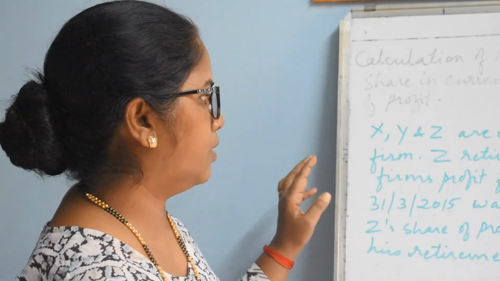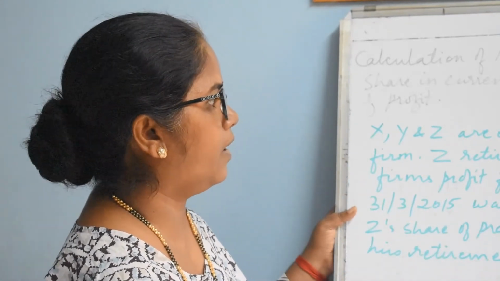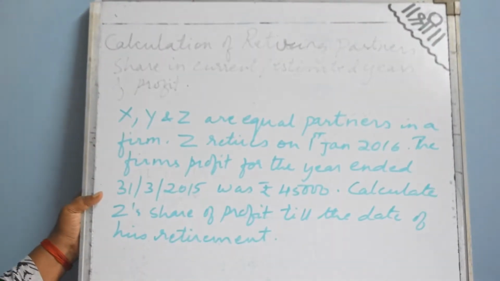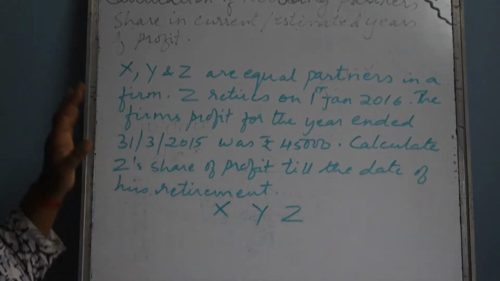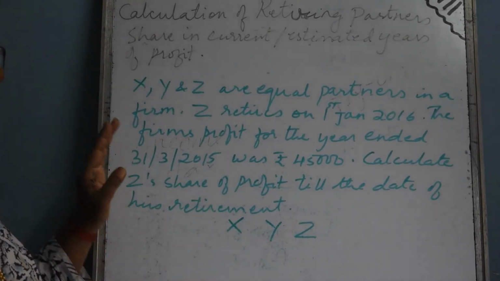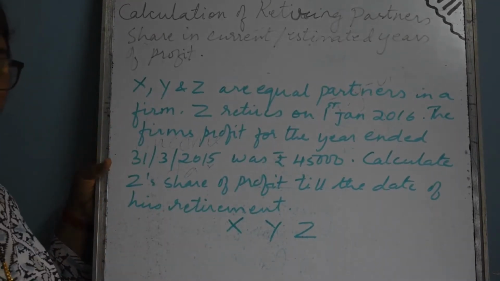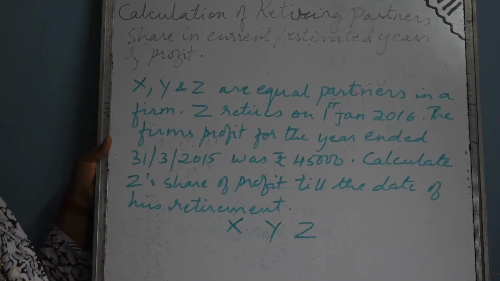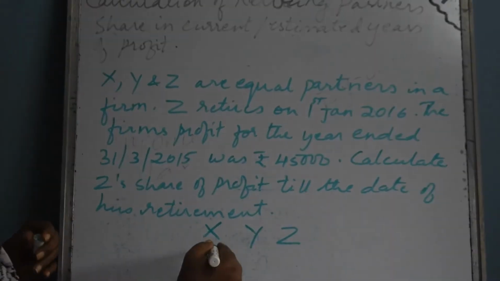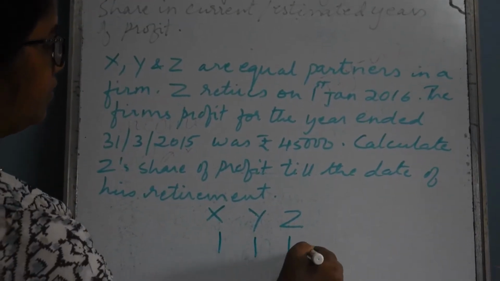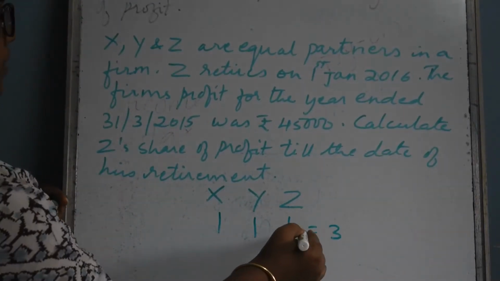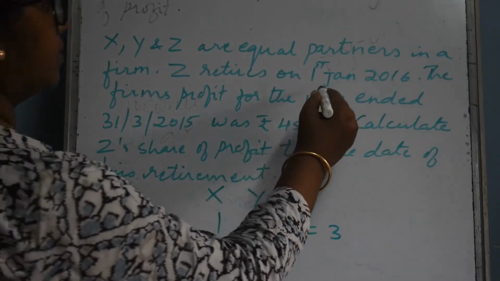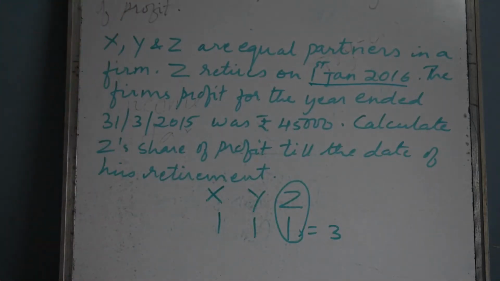Taking this example, X, Y, and Z are equal partners in a firm. Z retires on 1st January 2016. I have already sent you this problem on WhatsApp, and I am reading it for you. X, Y, and Z are equal partners, so the profit sharing ratio between X, Y, Z is equal. Z retires on 1st January 2016.